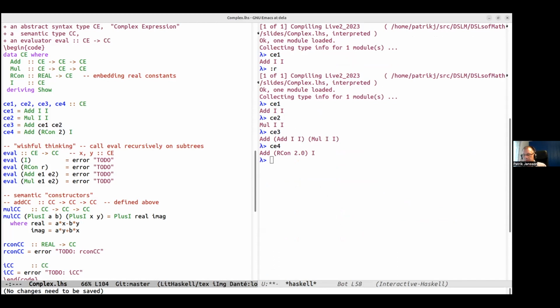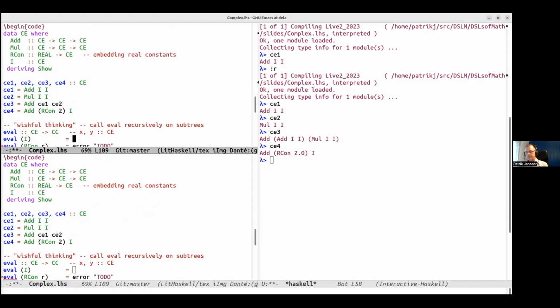Okay, and then we want to evaluate this. We want to write the function that takes a complex expression and returns a complex number. So there are 4 different cases, and we will start with the simplest one, or maybe the second simplest one, I. So how do we construct a value of type CC that should represent this?